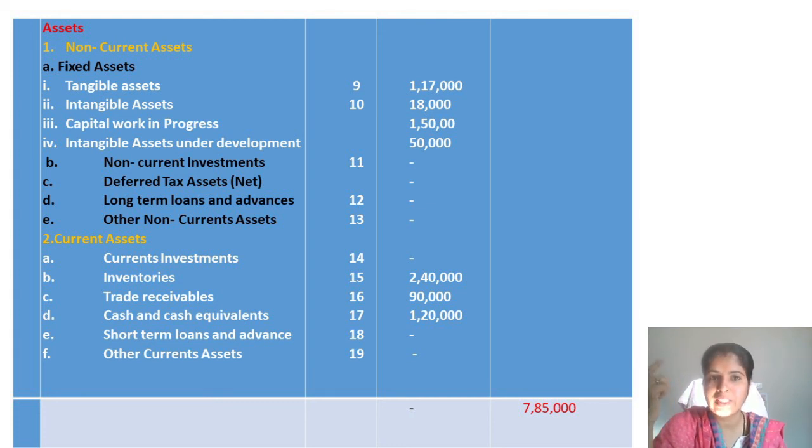So as your assets have been classified into non-current assets and current assets, as per the values, it is 1,17,000 plus 18,000 plus 1,50,000 plus 50,000 plus 2,40,000, 90,000, 1,20,000. If you are adding all the values, you are getting an amount of rupees 7,85,000, which is equivalent to your liability part. This is your vertical statement of assets and liabilities. So these are the examples which are related to the statement of assets and liabilities. Thank you.